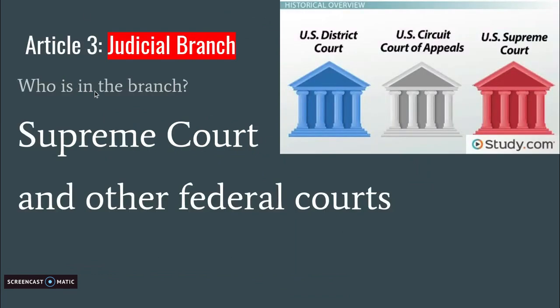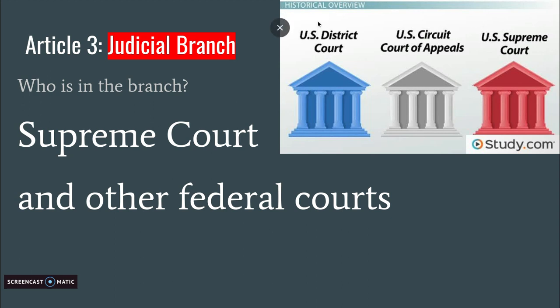So, who is in the branch? Well, the judicial branch of the federal government is made up of the Supreme Court and other federal courts. So, if you look at the diagram on the screen, you have the U.S. District Court, the U.S. Court of Appeals, and the U.S. Supreme Court.